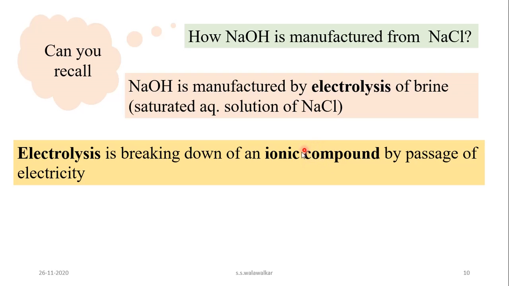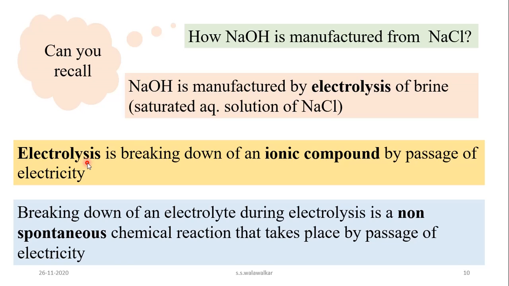And the breaking down of the ions, positively charged ions and negatively charged ions, by passage of electricity is a breaking process. Lysis means breaking, so that is called electrolysis. And this breaking down of the electrolyte during electrolysis is a non-spontaneous chemical reaction. That means for this reaction to take place, electricity is required. So the breaking down of the electrolyte during electrolysis is a non-spontaneous chemical reaction that takes place by the passage of electricity.